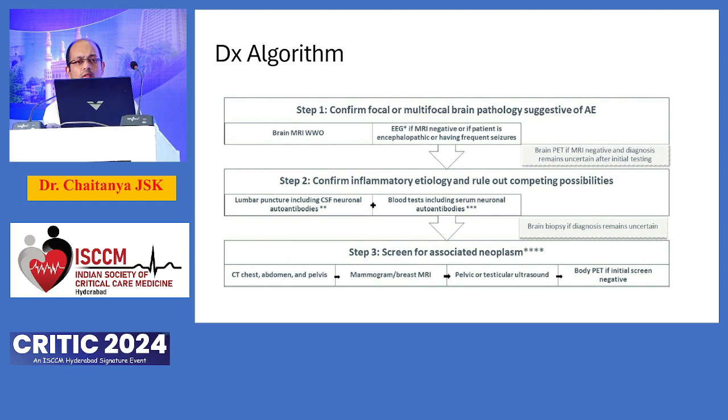So just to summarize, you need to have a syndrome in mind and then do appropriate imaging, then confirm an inflammatory etiology, and management starts in the second step, but it doesn't end there. Most of these patients have an association with malignancies, so always continue to screen. Sometimes the autoimmune encephalitis presentation precedes the malignancy, so you have to continue monitoring them for any malignancy showing up at a later stage.